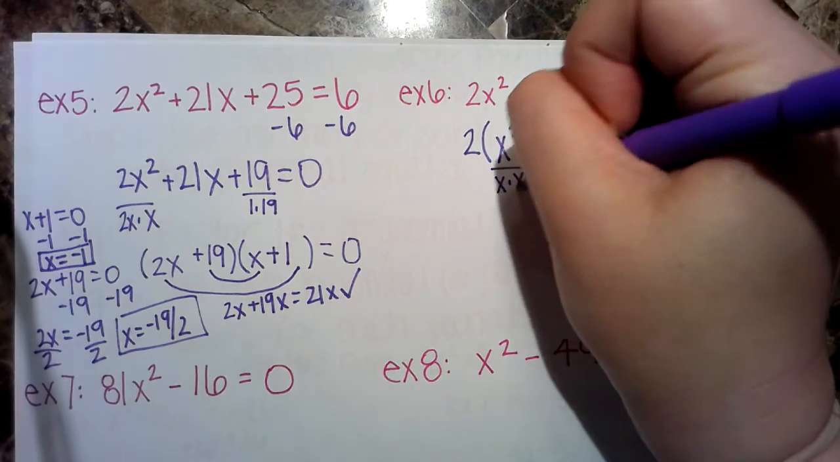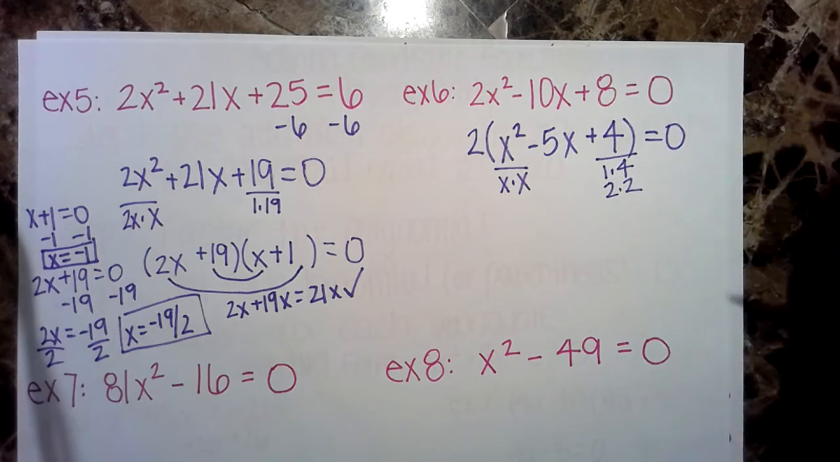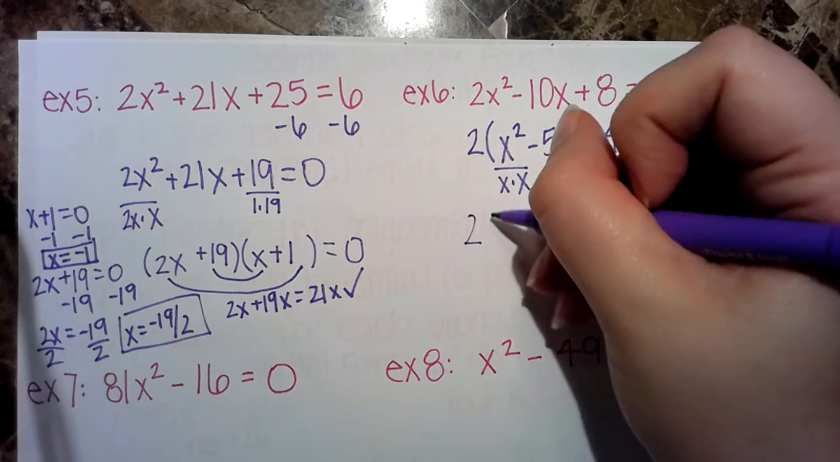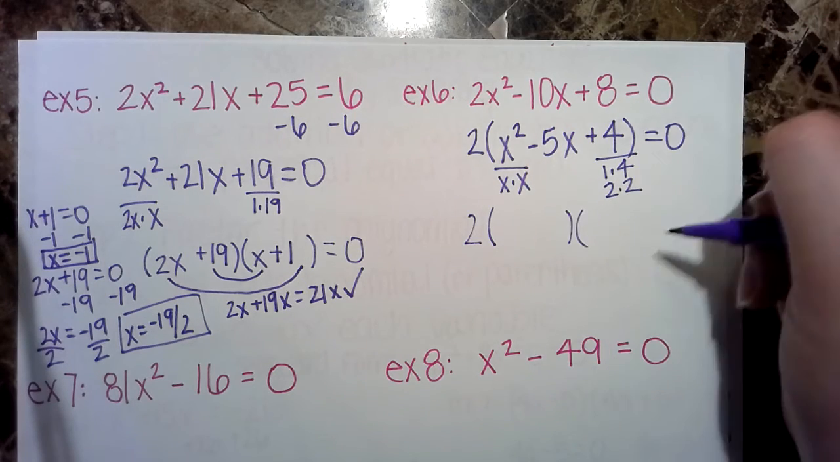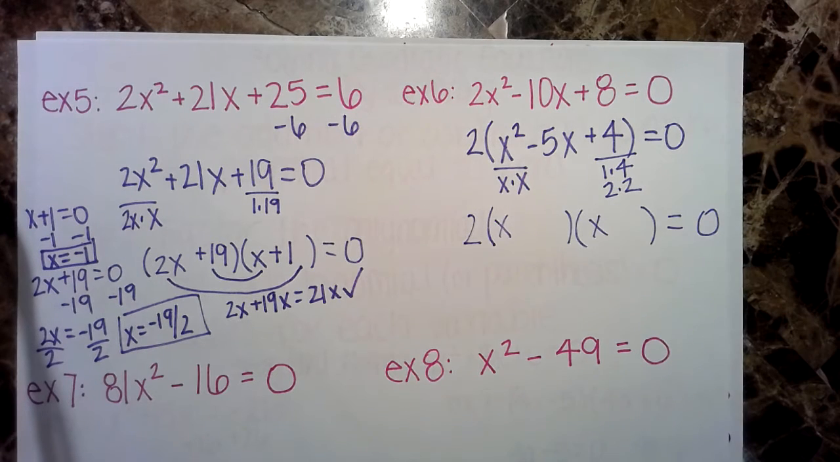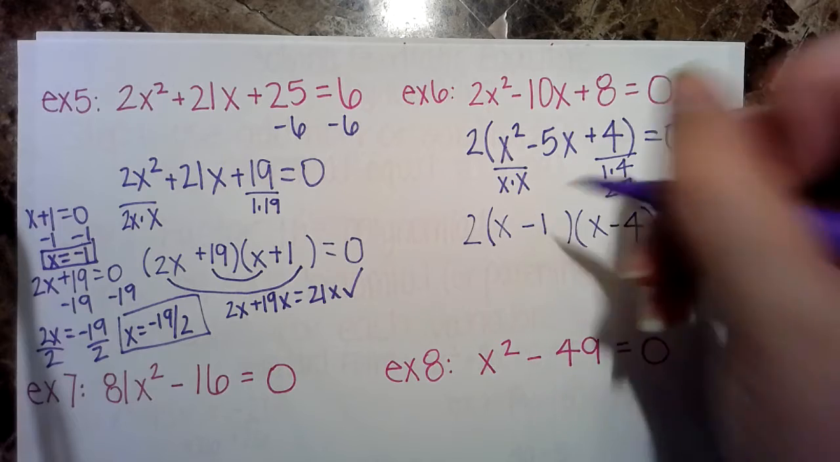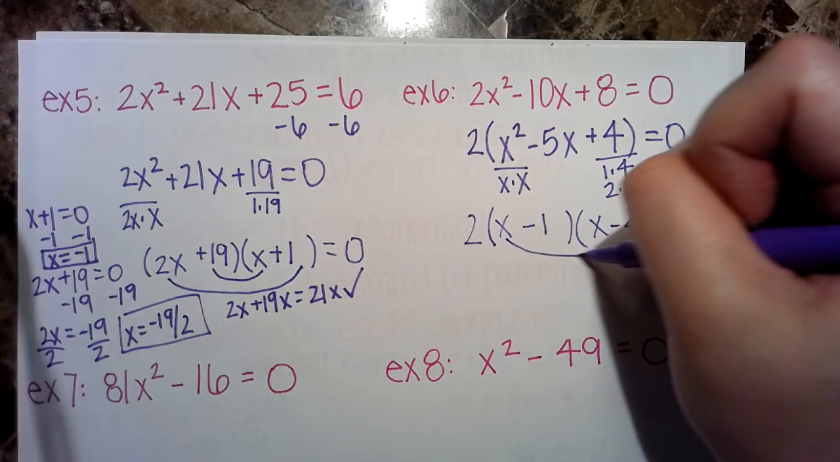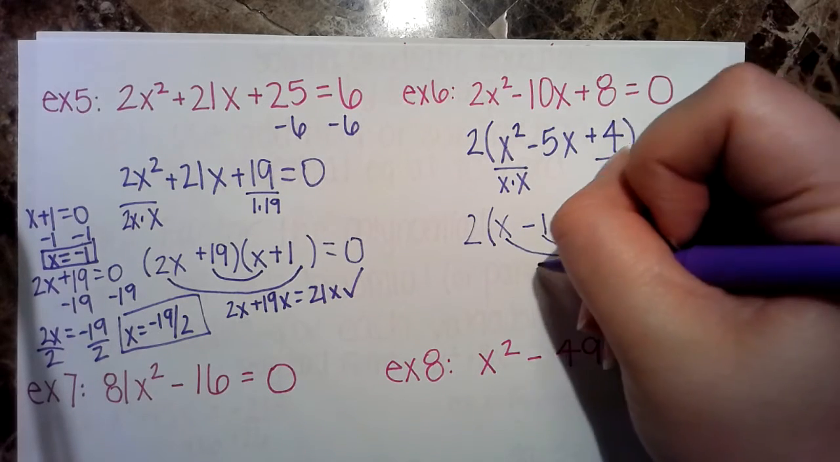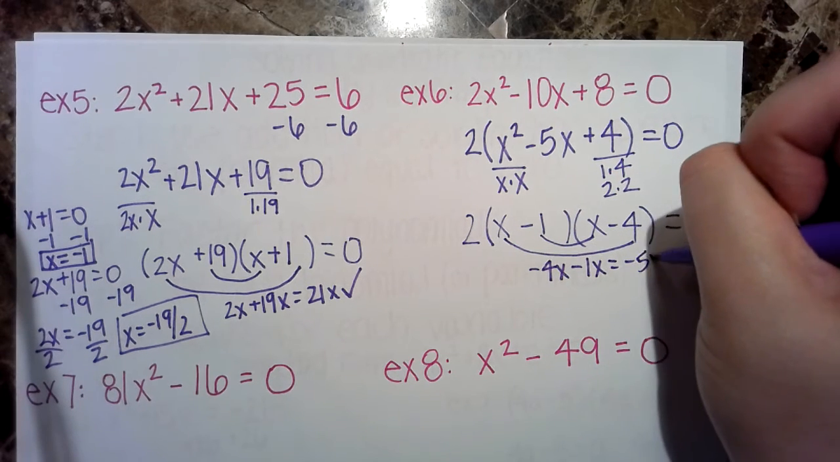So I have x times x, and 1 times 4, and 2 times 2. I'm going to bring down that GCF, and I'm going to set up my two binomials and set it equal to 0. So I have x and x. So I'm going to say to myself, okay, how can I get that negative 5? So I'm going to actually do a negative 4 and a negative 1. That is because if I take my outside and my inside, I'm going to get negative 4x minus 1x equals negative 5x, which is good.